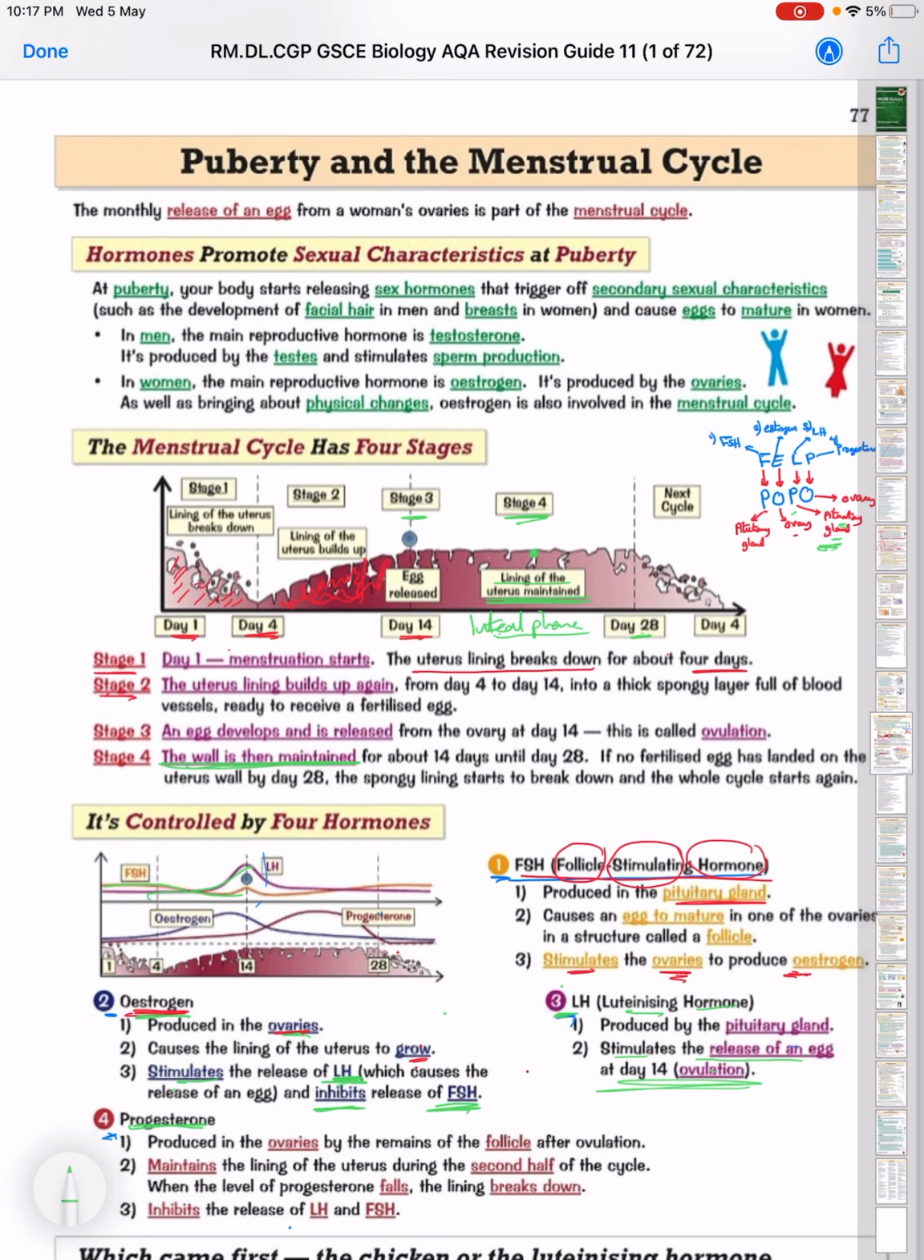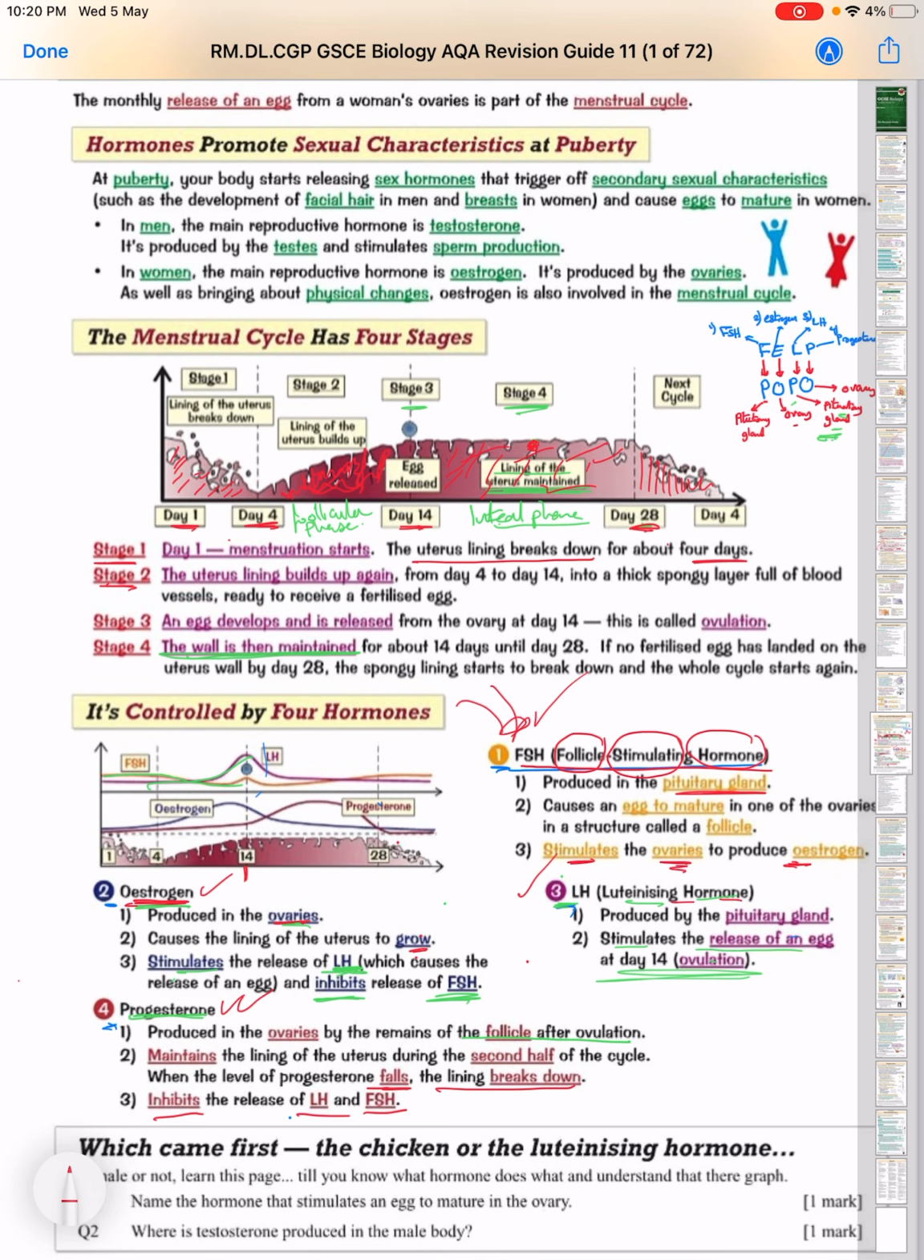After that, the remnants of the follicle in the ovary will start to produce progesterone. Progesterone will keep the lining of the uterus thick to accept the fertilized egg, if there is any. If there is no fertilization, no zygote has been formed, at day 28 this lining will break and shed off. The female will see the period. This will inhibit all the LH and the FSH hormone, and the new cycle will begin.